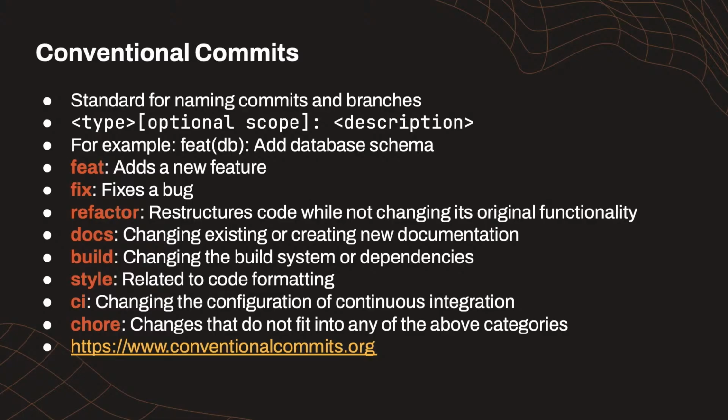There's feature, fix, refactor, docs, build, style, CI, and chore. So there are descriptions for all of them there. If you want to learn more about them, there's a link to their website, or you can just Google conventional commits, and it'll tell you more about how to name all the different commits.